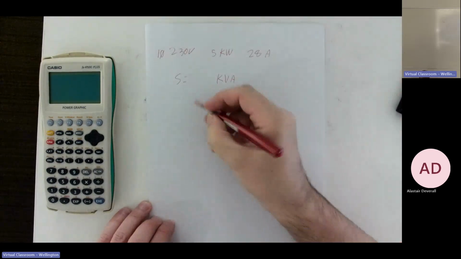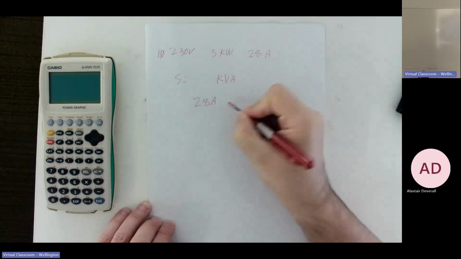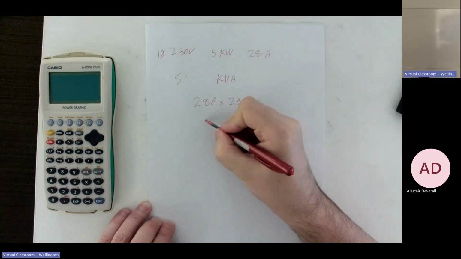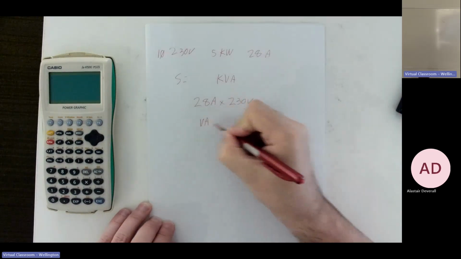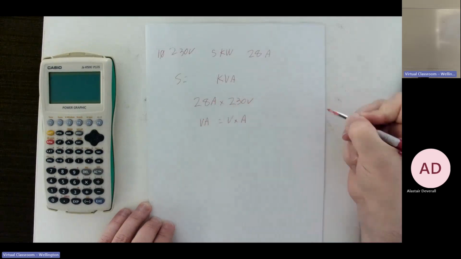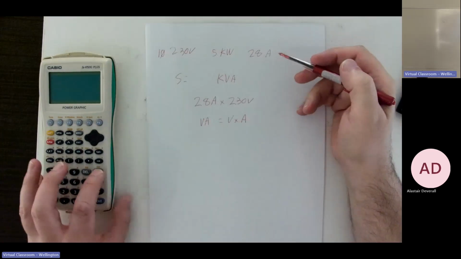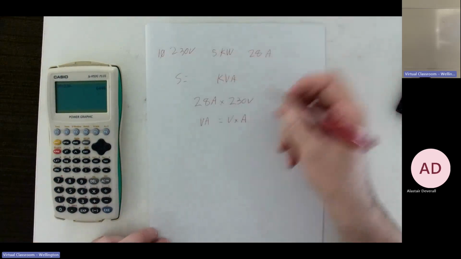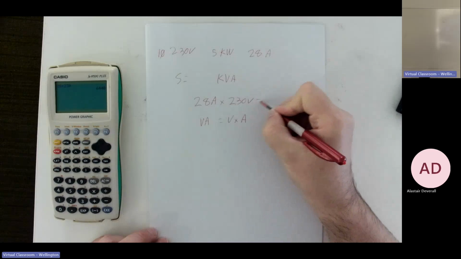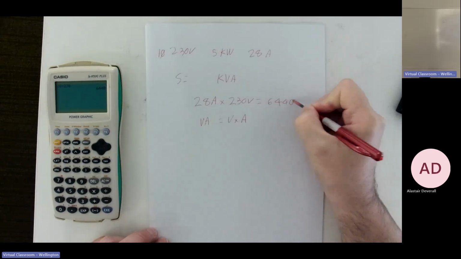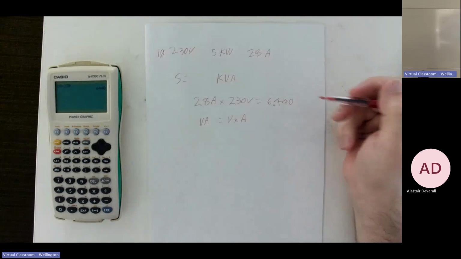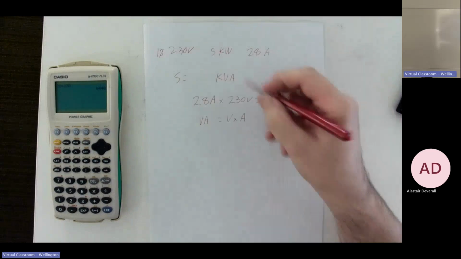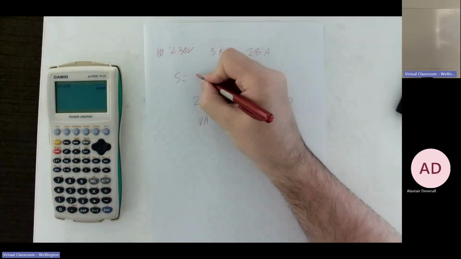Now, this one's a relatively simple one. We just go 28 amps times 230 volts, because the formula we're using here is VA equals V times A. So 28 times 230 in our calculator, and we get 6,440. We move the decimal place 3 to the left, turn it into kVA, so we get 6.44.